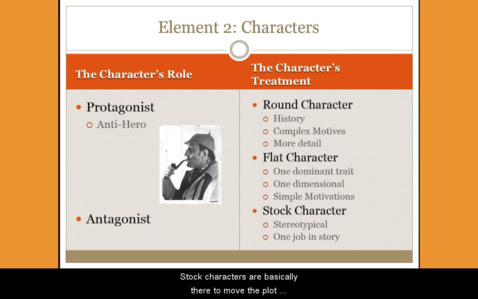Stock characters are basically there to move the plot forward. They have one job to do, they do it, and that's it. Often, stock characters are only known by the job they do: the sheriff, the landlord, the old lady customers in A&P, etc. Final note: the concept of flat and round characters isn't an all-or-nothing deal. There are various shades of flat and roundness.